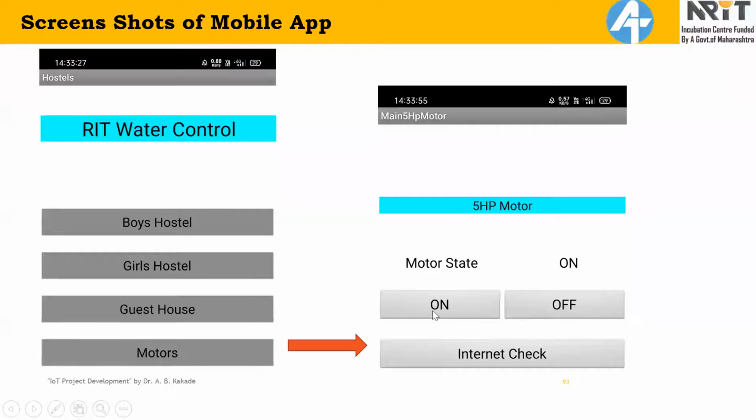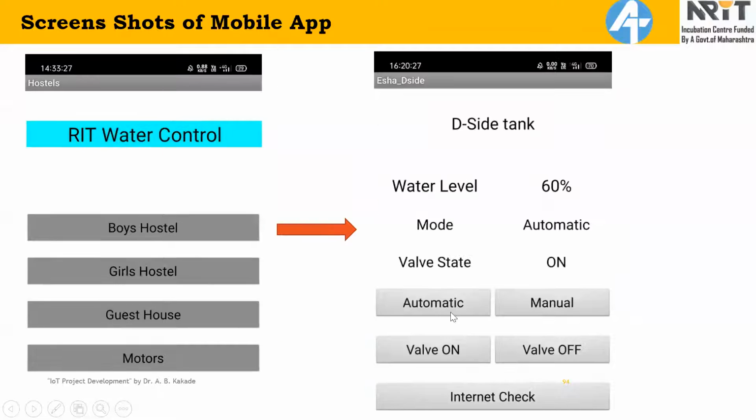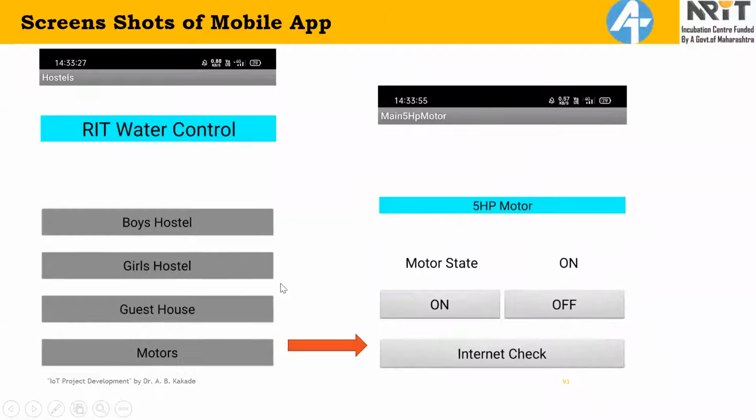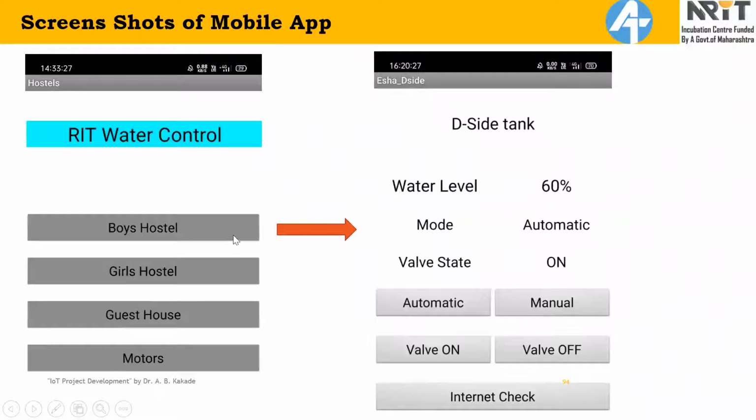We can also control this motor with the help of these touch buttons. For example, if the motor is on and you want to switch it off, just touch this off button and the motor will get switched off. We can also check whether internet connection is available at the device side or not. This is for the motor. The second slide shows details of the Android app for the overhead water tank.